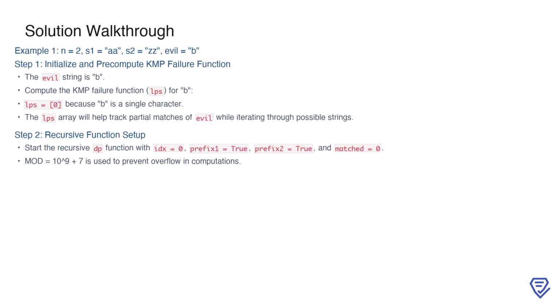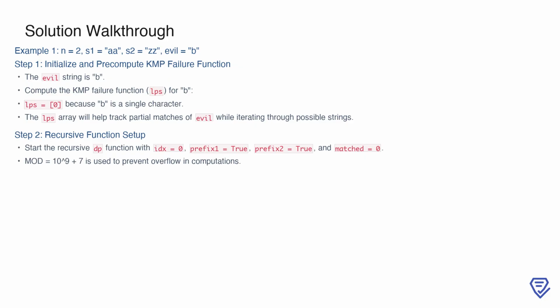To solve this problem, we start by initializing and pre-computing the KMP failure function for the evil string, which is B in this example. The KMP failure function, or LPS array, helps us efficiently determine partial matches of the evil string during our string generation process. Since B is a single character, its LPS array is simply 0. This indicates there are no proper prefixes that are also suffixes.